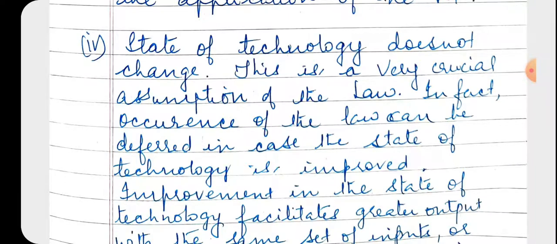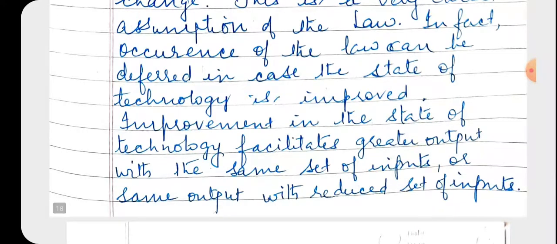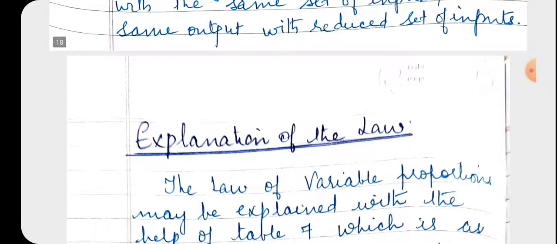State of technology: we are not going to touch the state of technology, it will be as it is, we are not going to change it. It is a very crucial assumption of the law of variable proportion, and if the state of technology improves, automatically we cannot talk about the law of variable proportion. So we need to keep the technology constant. There are no changes and no improvement in the technology.